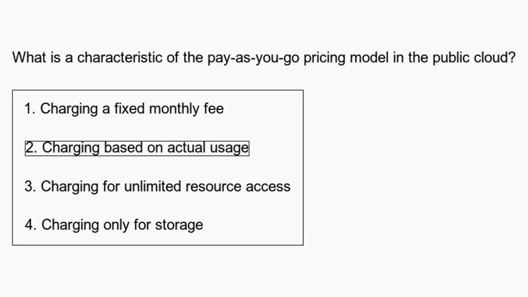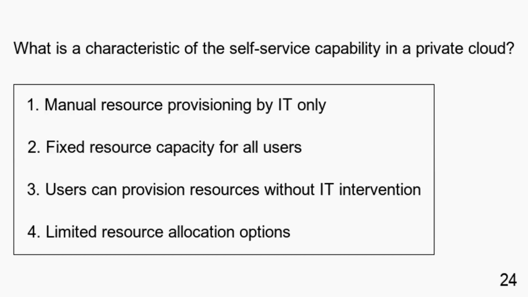The pay-as-you-go pricing model in the public cloud charges users based on their actual resource consumption, providing flexibility and cost control. What is a characteristic of the self-service capability in a private cloud? Manual resource provisioning by IT only. Fixed resource capacity for all users. Users can provision resources without IT intervention. Limited resource allocation options.